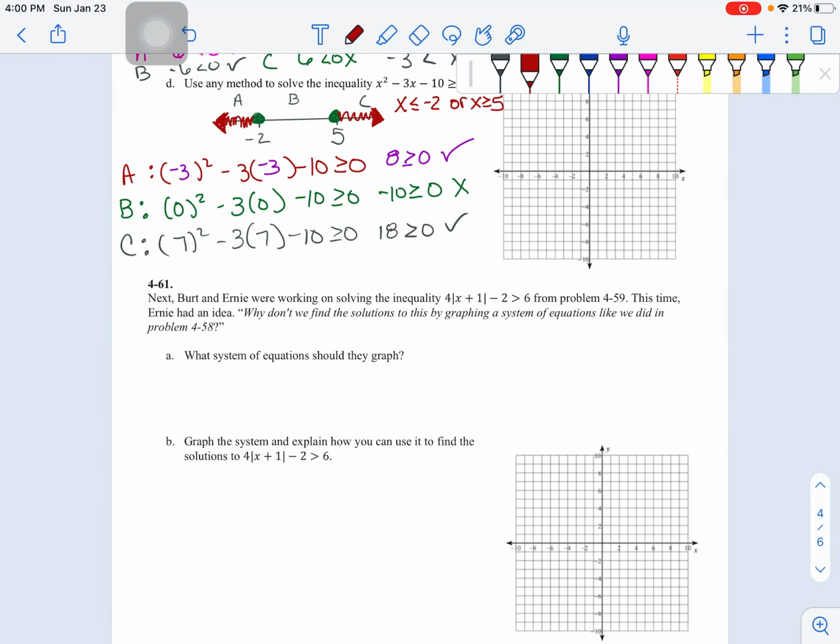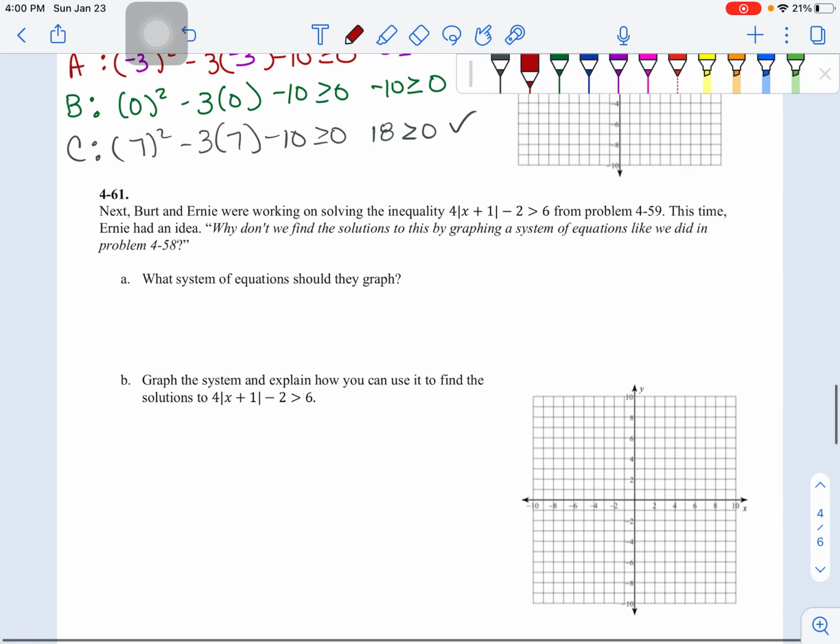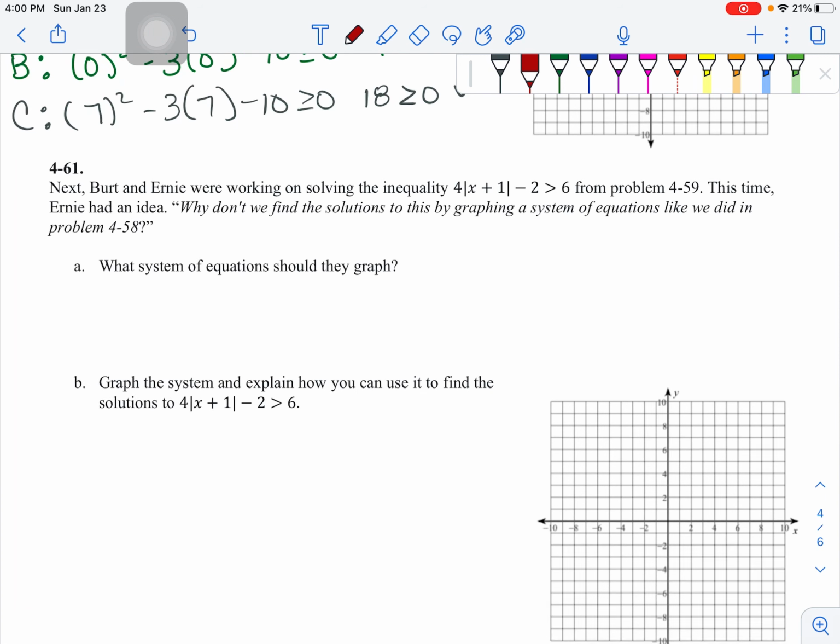4.2.1. This is day 3. We are on one more last problem here, 4-61. And it's a familiar problem. It is the problem we did on day 1 with the absolute value. And they want to go about it a different way, Bert and Ernie.